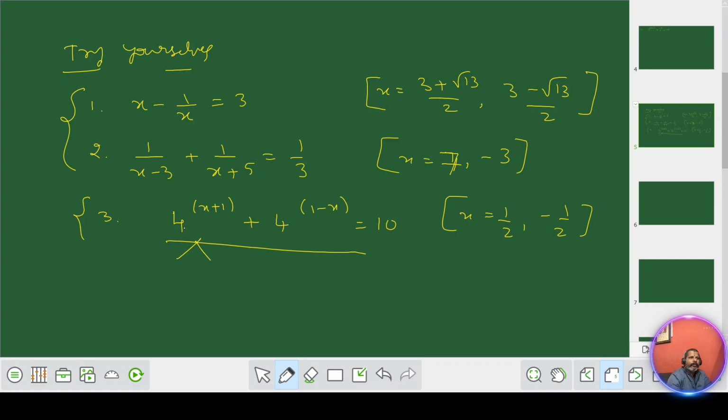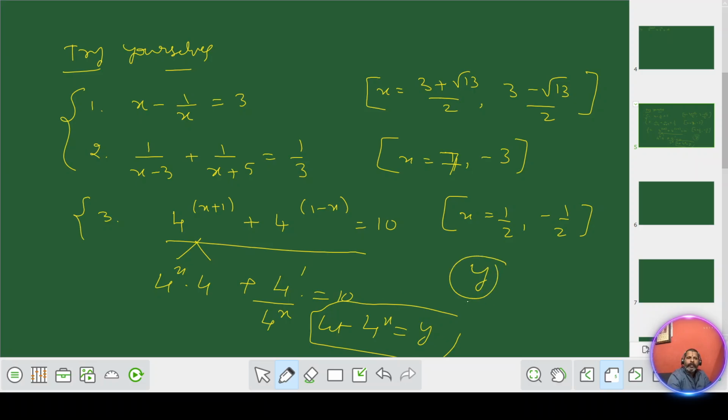I'll give a clue. 4 to the power x plus 1 is 4 to the power x into 4, plus 4 to the power 1 into 4 to the power minus x, which is 4 to the power x, equal to 10. Here we have to let 4 to the power x be equal to y. This is the hint. Then substitute y, take LCM, rearrange, then construct a quadratic equation, solve, and you will get the y value. Then y is nothing but 4 to the power x, assign that and solve it. You should get these two x values.